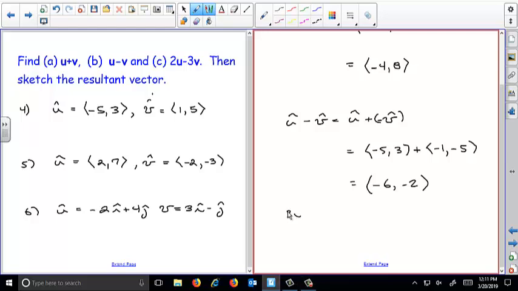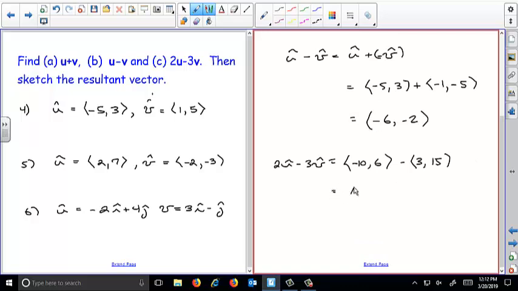So the last one is we have 2u minus 3v. So the way we would do that, we would take vector u and double everything. So we'd have negative 5, we'd change that to negative 10, and 3 we change to 6. So that's double vector u. And we'd subtract 3 times vector v. So 3 times 1 is 3, 3 times 5 is 15. And again, I'm going to rewrite this subtraction as an addition and change these to negatives inside. So here you have negative 10 plus negative 3, so that's negative 13, and then 6 minus 15 is negative 9. So that's your final answer. Okay.